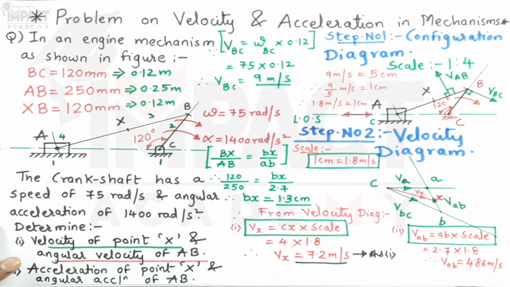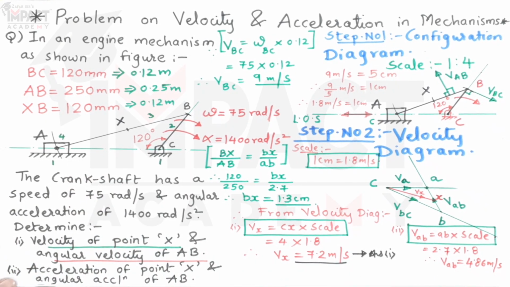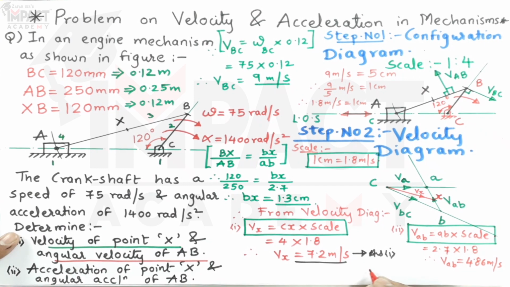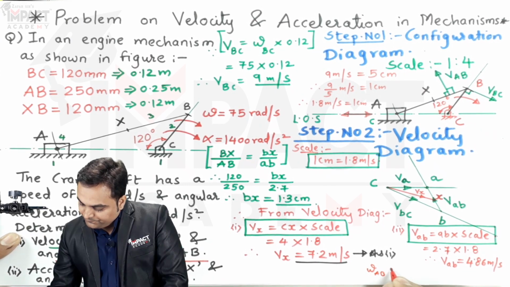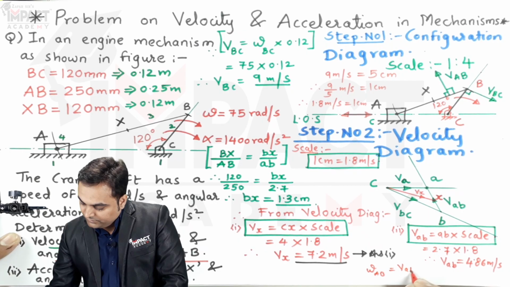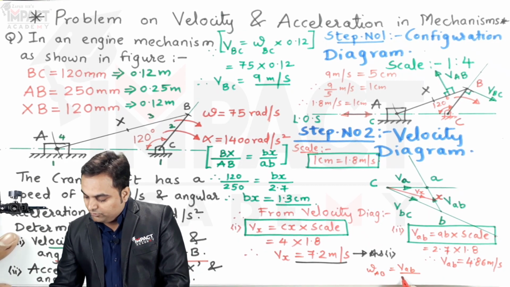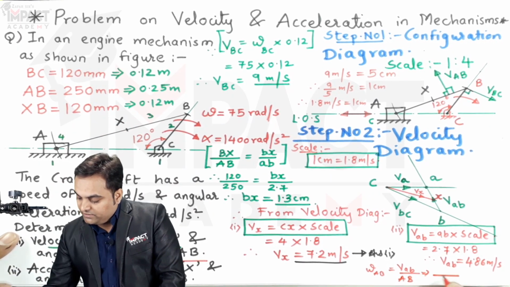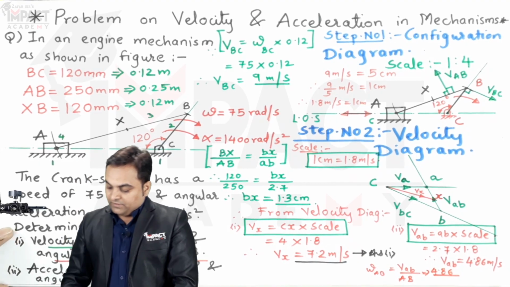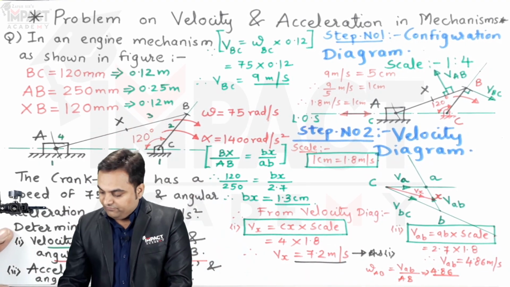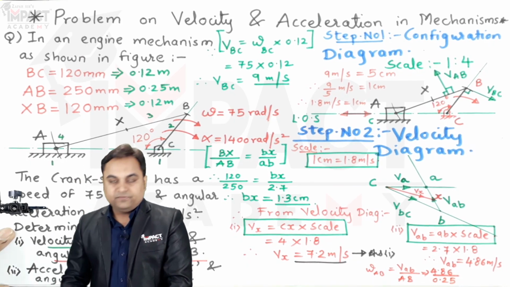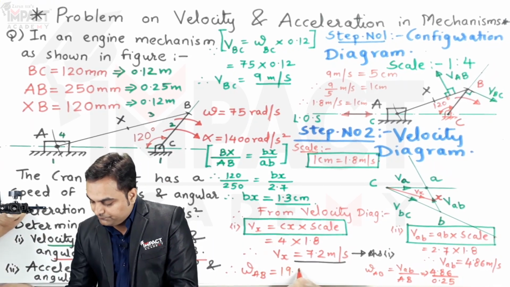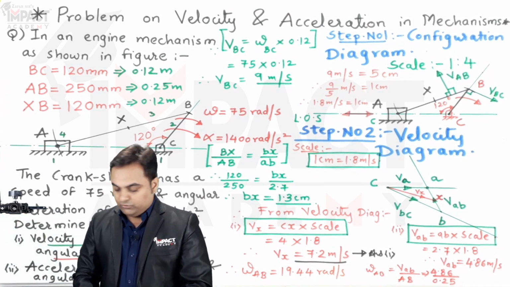Now after getting the linear velocity, since the question is to find the angular velocity of AB, angular velocity AB is given by the linear velocity divided by the link length of AB, which is the original length which they have given. So here VAB is 4.86 divided by AB. AB is 0.25 meters. So that will give me omega AB, and my answer is 19.44 radians per second. That is the unit of angular velocity.